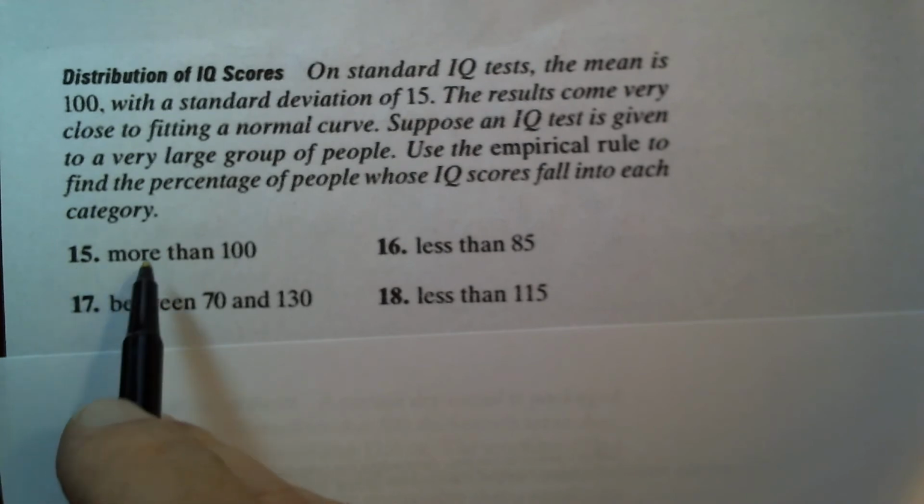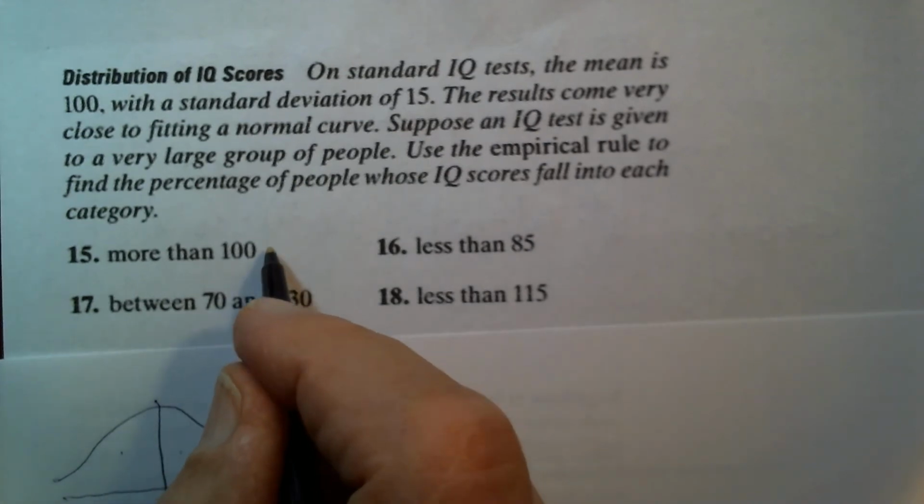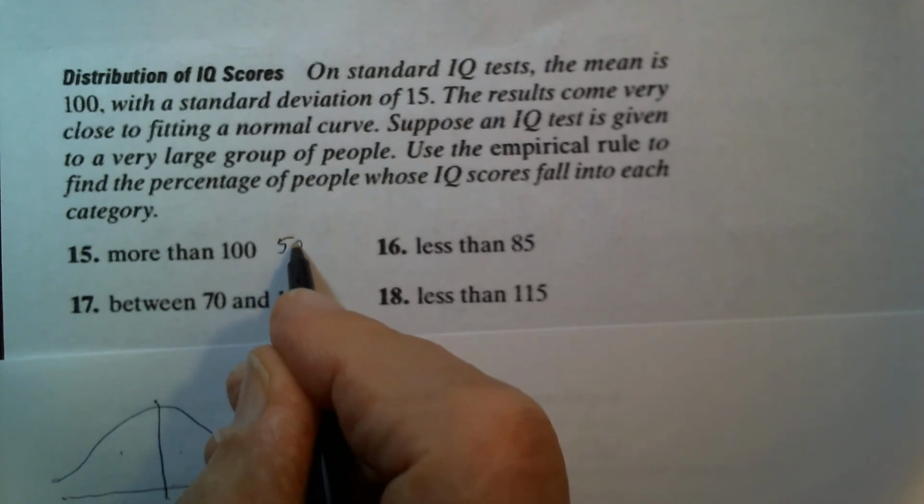So number 15 is more than 100. Well, let's draw a normal distribution. We are told that the mean is 100. And we are asked for more than 100, in other words, to the right of 100. Well, we know that 50% is on the left side, 50% is on the right side. Therefore, 50% is to the right.